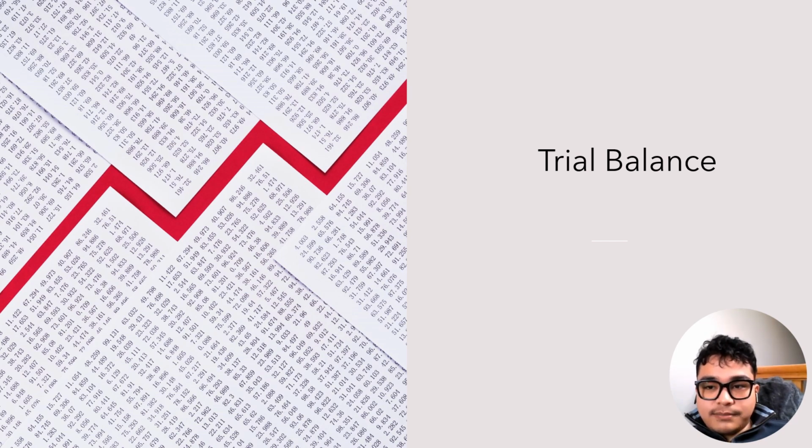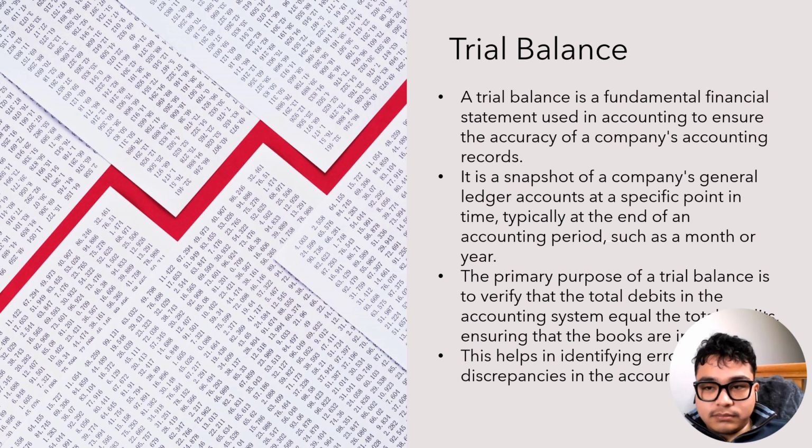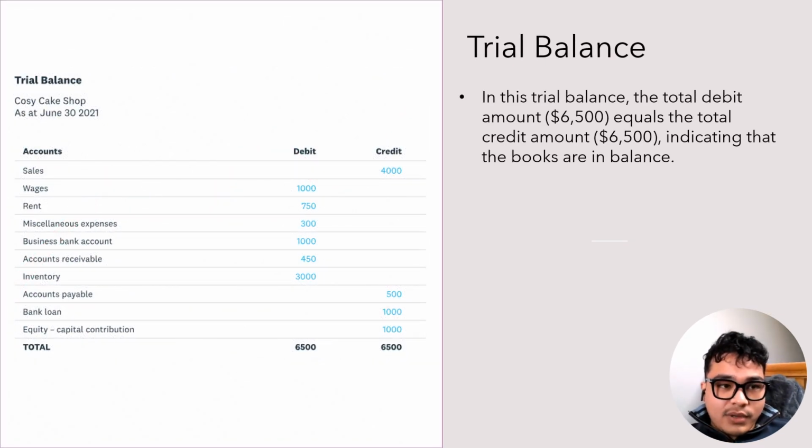Now let's look at the trial balance. Trial balance is a crucial component of accounting. It serves as a financial statement designed to verify the accuracy of a company's accounting records. Trial balance provides a snapshot of a company's financial standing at a specific moment in time. Its primary purpose is to ensure that debits equal credits, maintaining the balance in the books. Here we have an example of a trial balance. As shown in the figure, in this trial balance, the total debit amount 6,500 equals the total credit amount 6,500, indicating that the books are in balance.